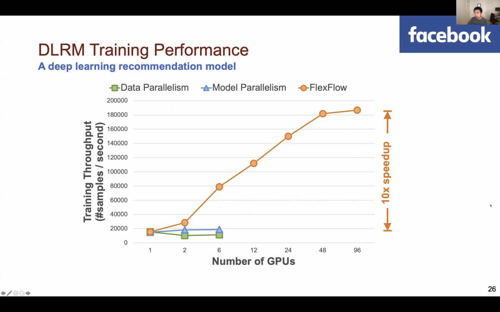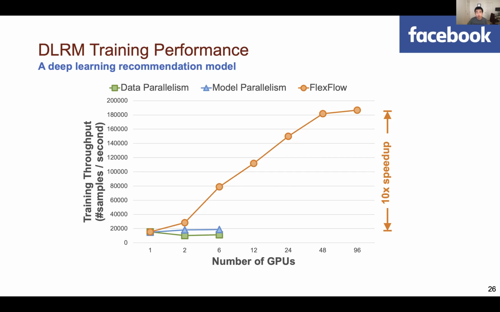From this figure, the x-axis shows using different number of GPUs for DLRM training, and the y-axis shows the overall throughput achieved by using that number of GPUs. As you can see, we cannot achieve higher throughput compared to single GPU performance. But by using FlexFlow, we are able to discover much more efficient strategies and achieve up to 10 times speedup.